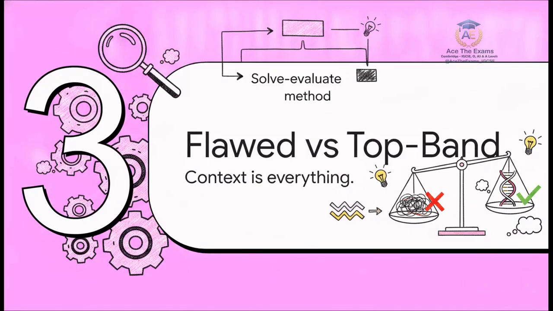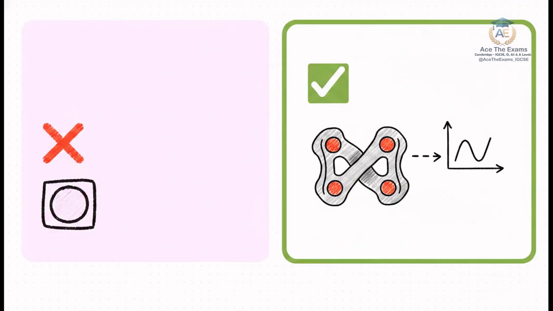All right, Section 3, flawed versus top band answers, because as we know, context is everything. Let's apply our deconstruct, solve, evaluate method to a real Cambridge-style comparison. It's one thing to talk about frameworks, but it's another thing entirely to see it in action, right? Look at the answer on the left. Hemoglobin has a quaternary structure that carries oxygen. Sure, it's biologically true, but it is deeply flawed for an exam. It's entirely generic. It's just superficial breadth.